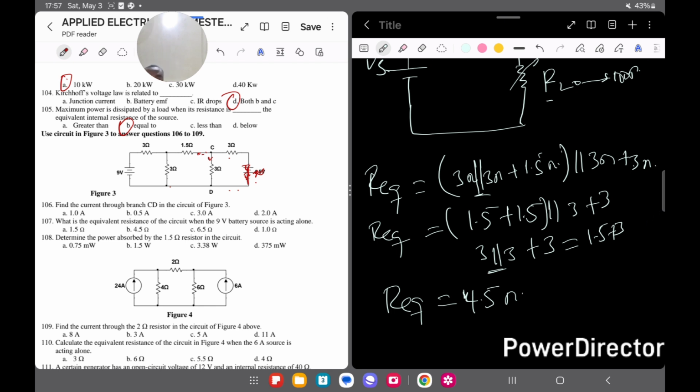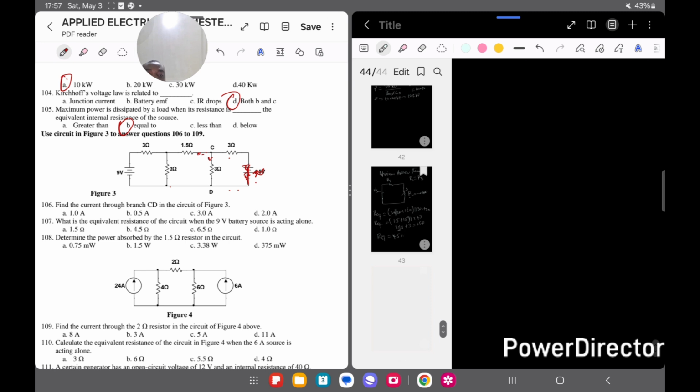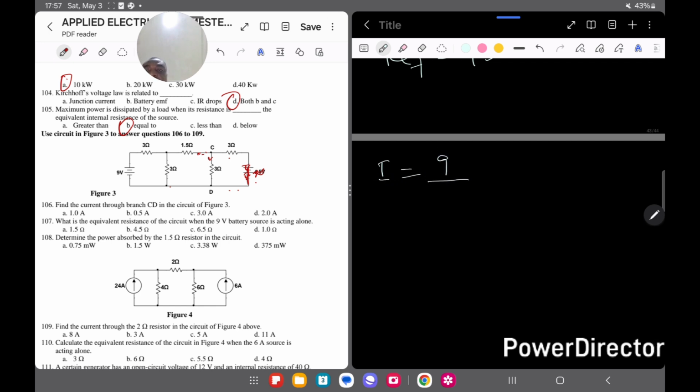Now, I've gotten this. We are now to find what? I, right? So I've reduced my circuit diagram. So now you apply Ohm's law. Ohm's law is now going to be what? Your voltage source, which is 9, divided by the overall resistance, which is 4.5. So this will be 2, right? 2 amps. 9 divided by 4.5 will give us 2. So you get 2 amps.